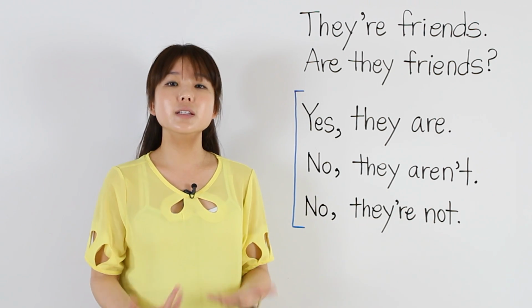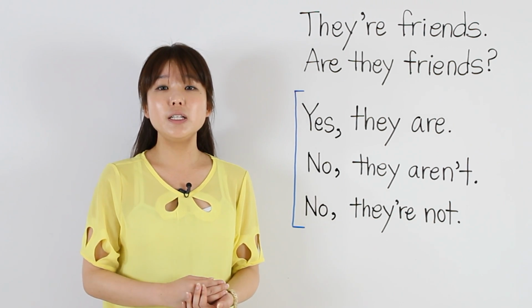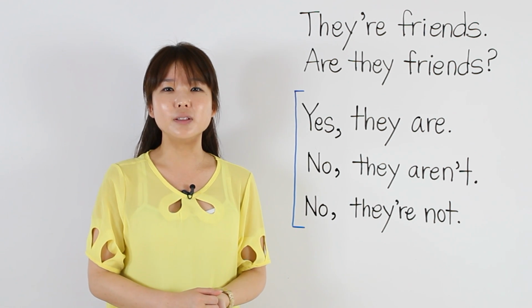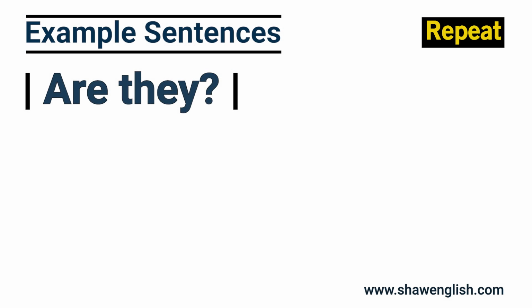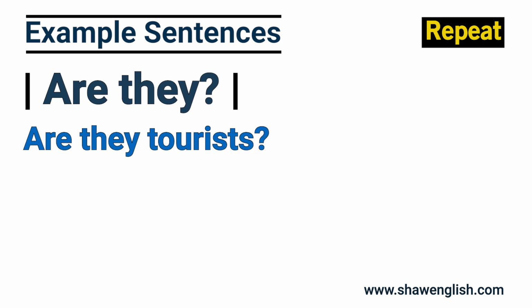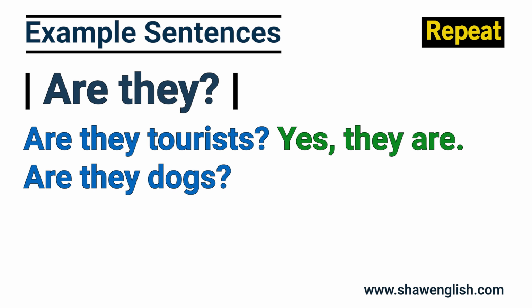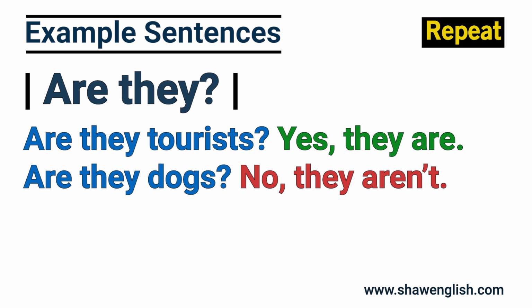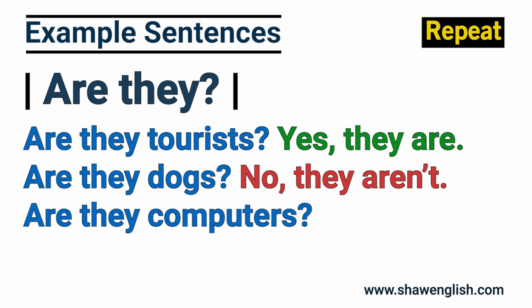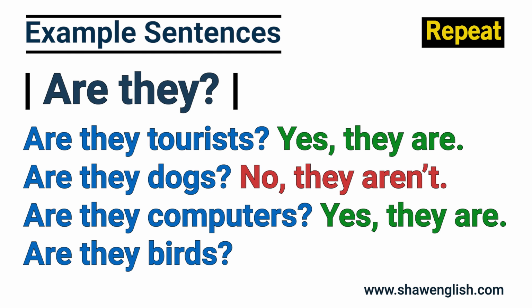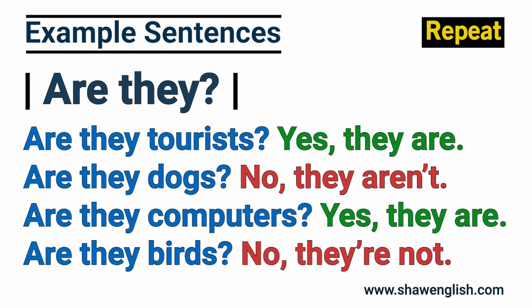Okay, we're going to look at some more examples now. Please repeat after each example. Are they tourists? Yes, they are. Are they dogs? No, they aren't. Are they computers? Yes, they are. Are they birds? No, they're not.